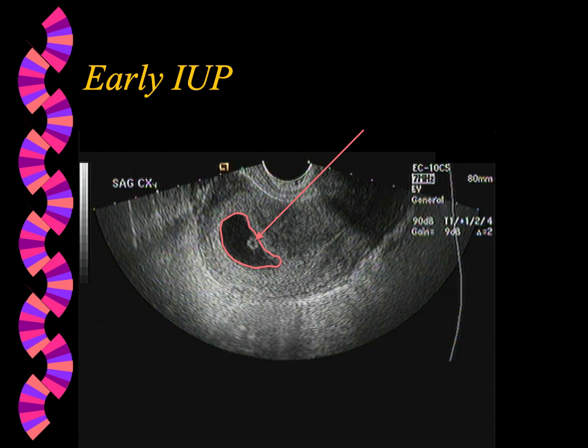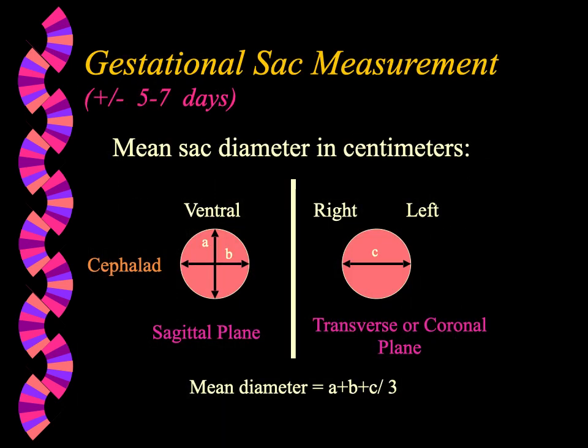That's a yolk sac. So when we're measuring the gestational sac, we want to measure the mean sac diameter in centimeters. So we want to measure it in the sagittal plane. We take 2 measurements, and then we go to the coronal plane, which again is a 90-degree counterclockwise turn, and we just measure 1 measurement in the coronal plane. And we just take those 3 diameters, average them, and that is the mean sac diameter. This will be important later as we talk about what we expect to see.